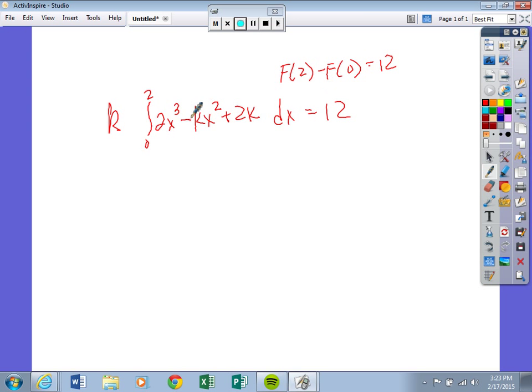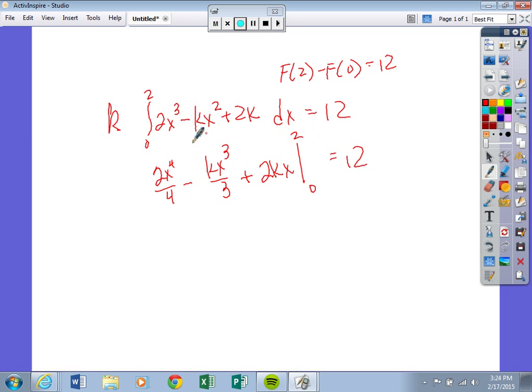Now, you don't just get to plug in 2's and 0's right now. You actually have to integrate first, okay? So when we take the integral of this, we're going to get 2x to the 4th over 4 minus k x to the 3rd over 3 plus 2k. There is no x behind it, so that means it's just a constant. So the integral of that is just the constant times x. We're going to do all that from 0 to 2, and it's going to equal 12.